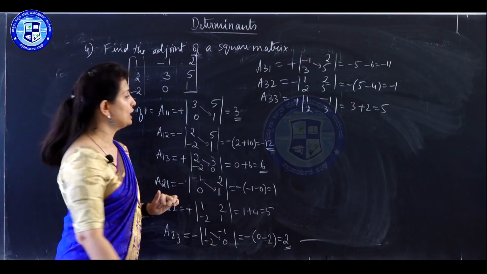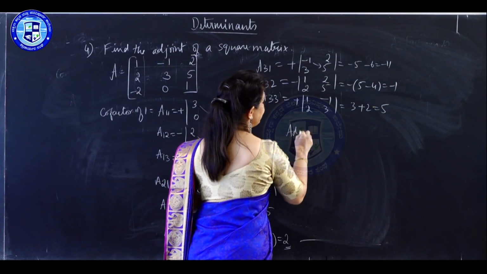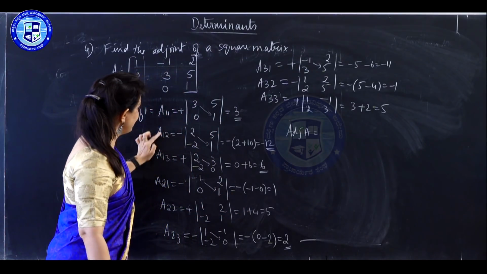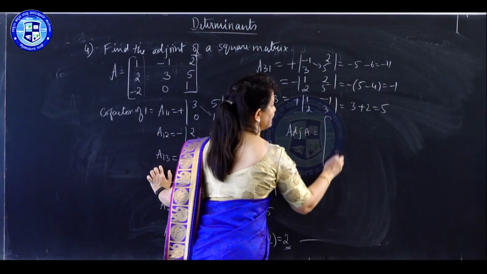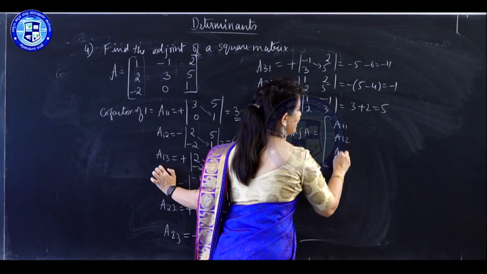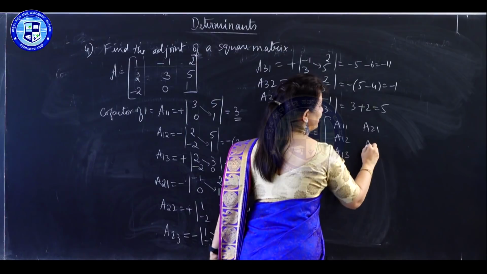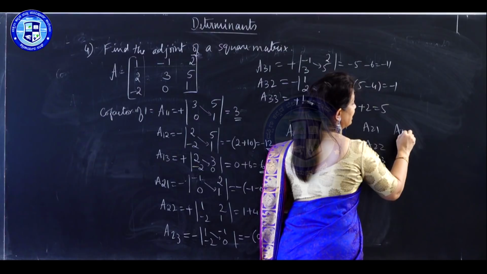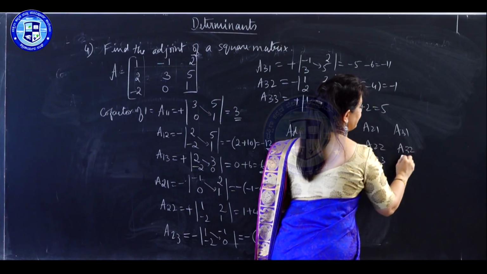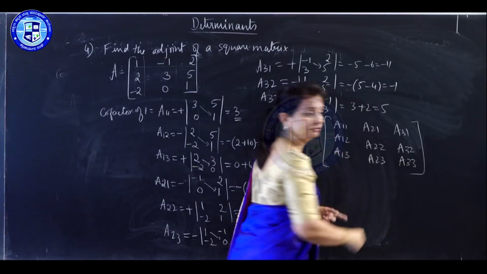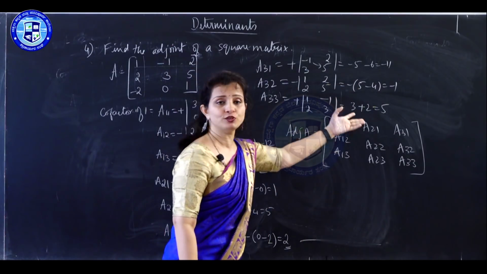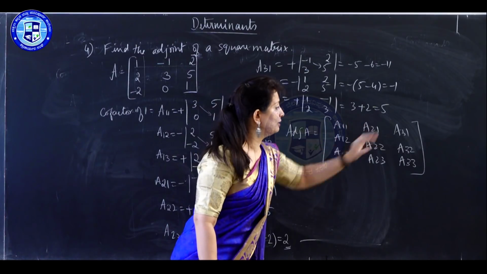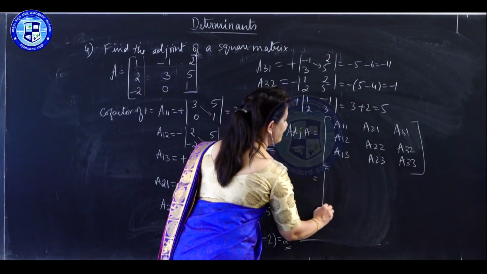Now, what is our adjoint A? Adjoint A is equal to the transpose of the cofactor matrix. So, write the rows A11, A12, A13; A21, A22, A23; and A31, A32, A33. The adjoint is the transpose of this cofactor matrix, so A11, A12, A13 come in the first column, and the other rows become columns like this. Now, we have the values.